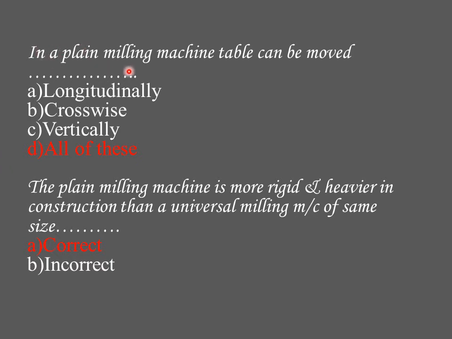In a plain milling machine, the table can be moved longitudinally, crosswise, and vertically. All of these. The correct answer is all of these. Next question. The plain milling machine is more rigid and heavier in construction than a universal milling machine of the same size. That answer is correct.